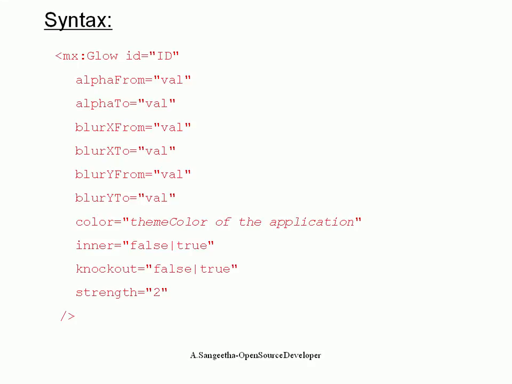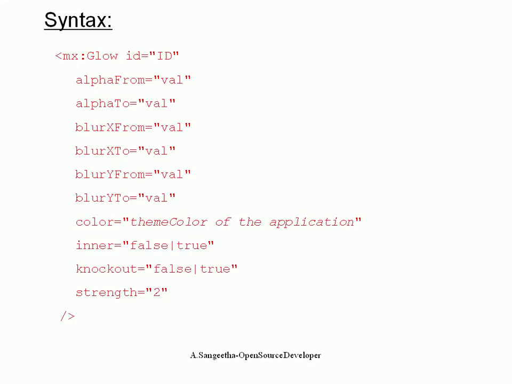We have to give the glow tag in the MXML application. We have to specify the ID, alpha from and alpha to value. Alpha from is the initial position, alpha to the final ending position. Blur: it also has the blur effect, and we have to specify the blur x from and blur x to values, and the blur y from and blur y to values. Color: we can give any theme color of the application.